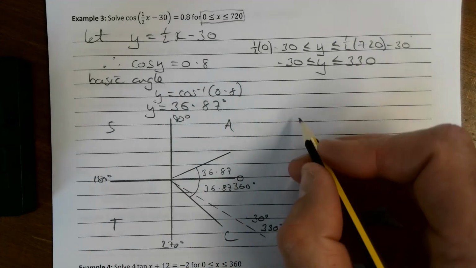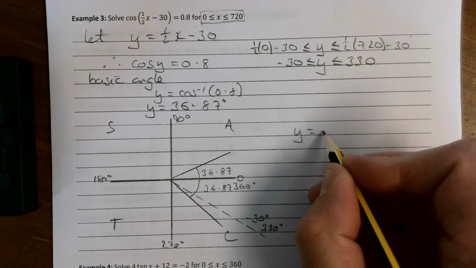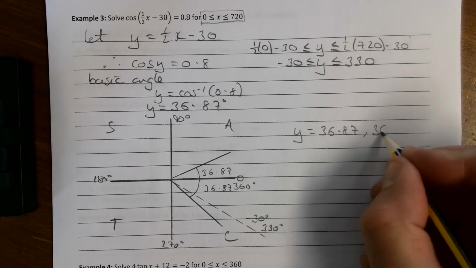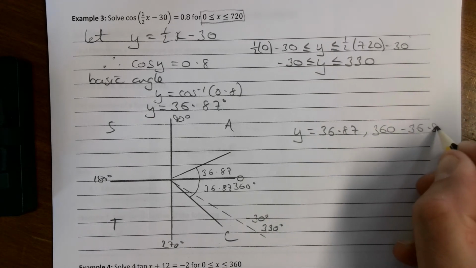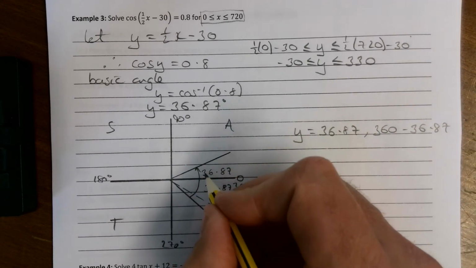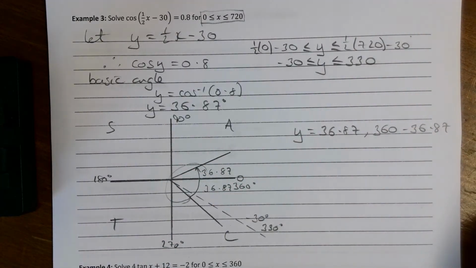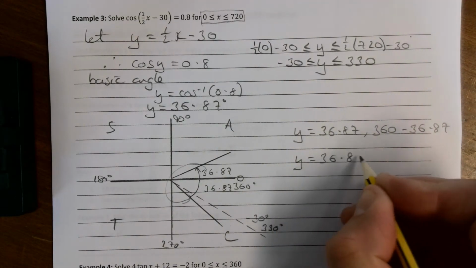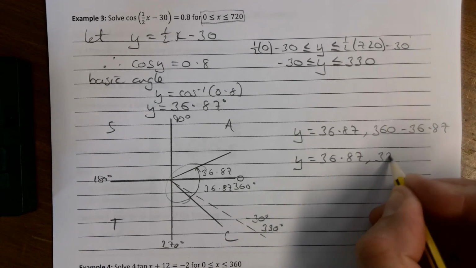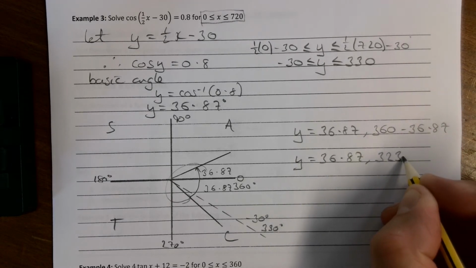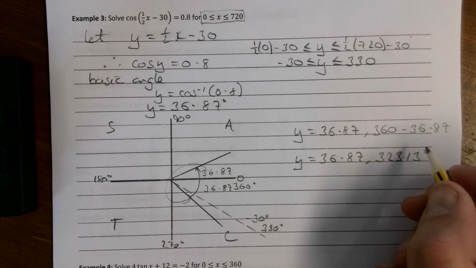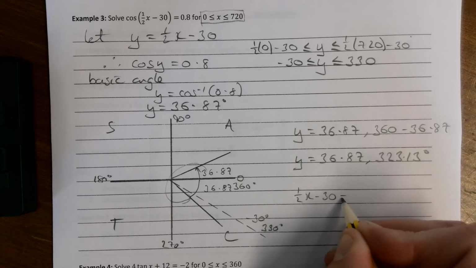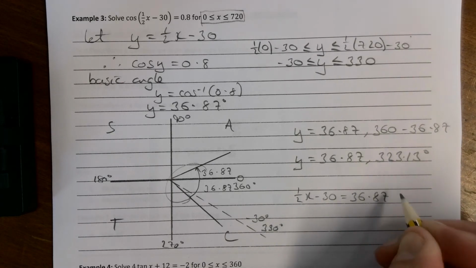And so work out our y values. So our y values then are, of course, 36.87 and 360 take away 36.87. Where have I got that from? I've read it off there, then going all the way around to there. So y is 36.87 and 323.13 degrees.